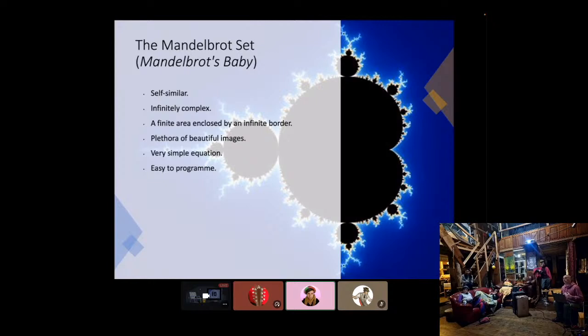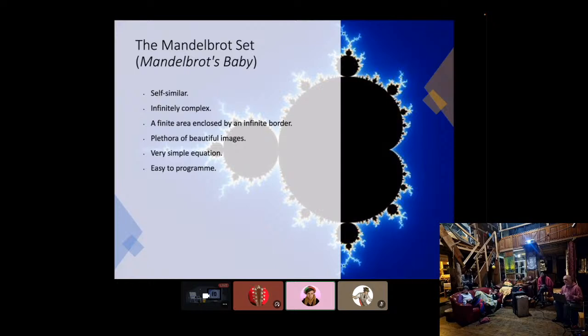So it's known as Mandelbrot's baby, and I was lucky enough to go to the Arnolfini, which is a Bristol-based art centre, back in the 80s, and see Mandelbrot talk about this, and he was going, oh, it's my baby, so he did call it his baby.